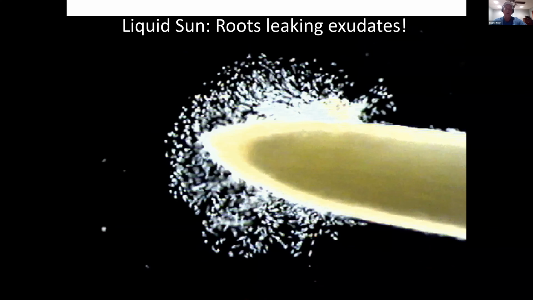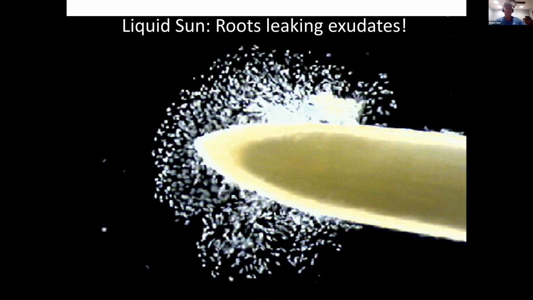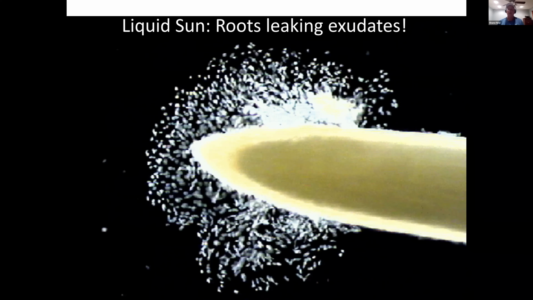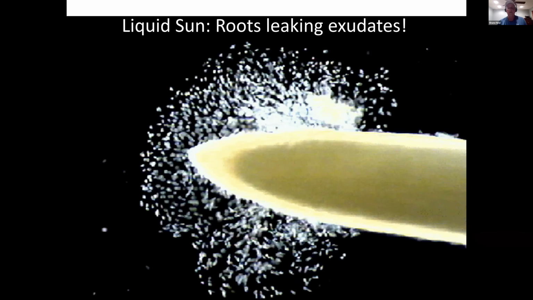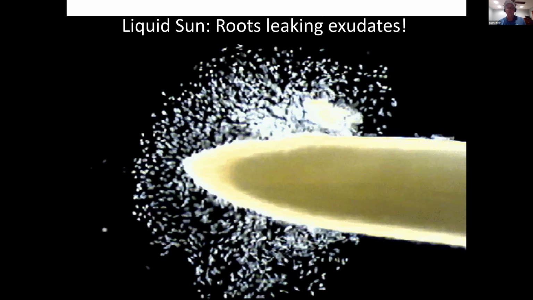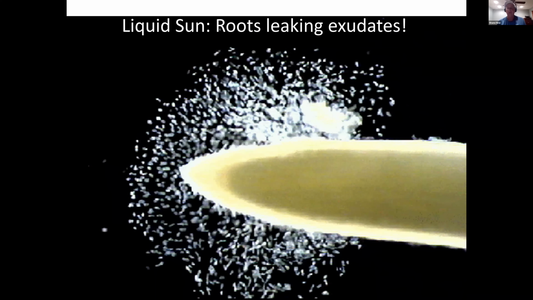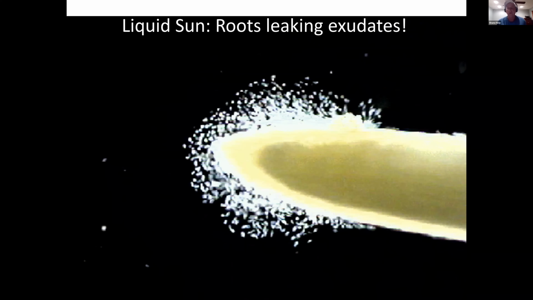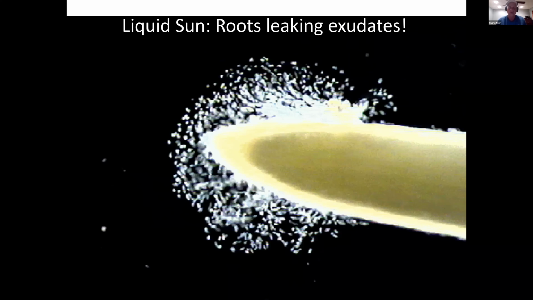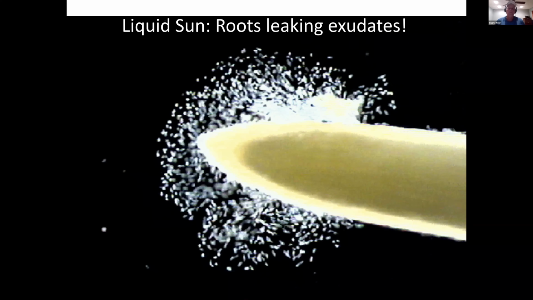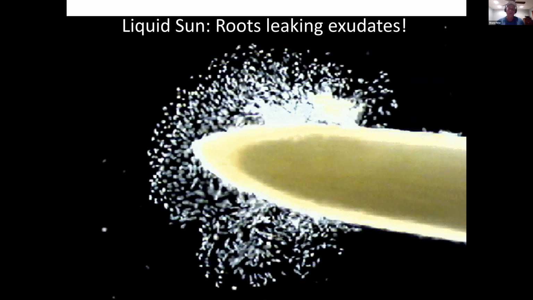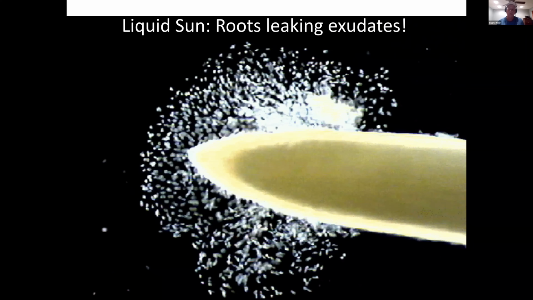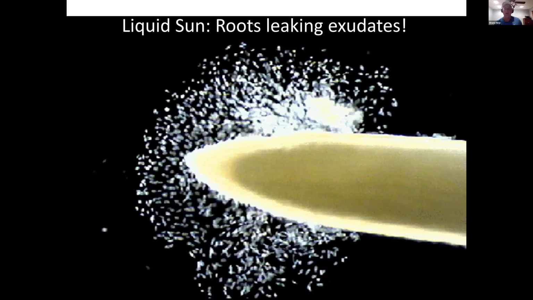And this image here, this is probably one of the most powerful images we can illustrate. This is basically liquid sun, roots leaking exudates. Exudates are basically your sugars, carbohydrates, back into the soil, feeding the microbiology. But this is a plant. This is how the communication works with the plant and the soil microbiology.